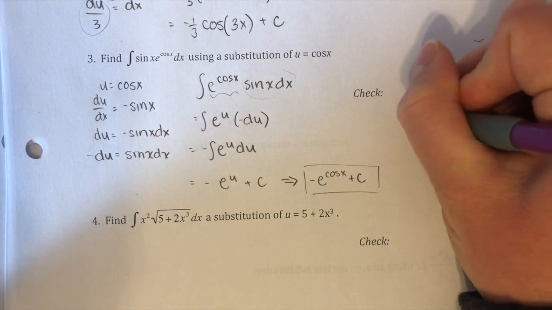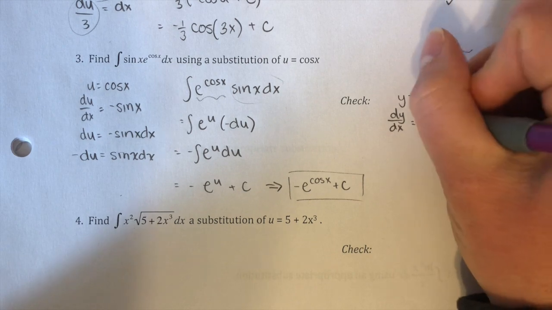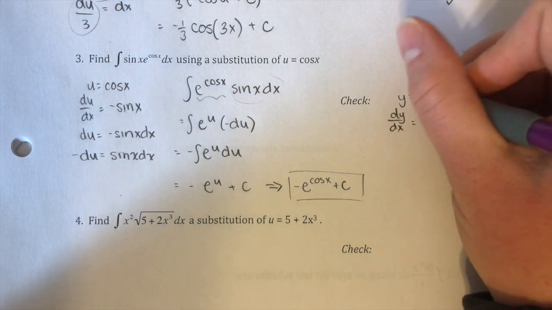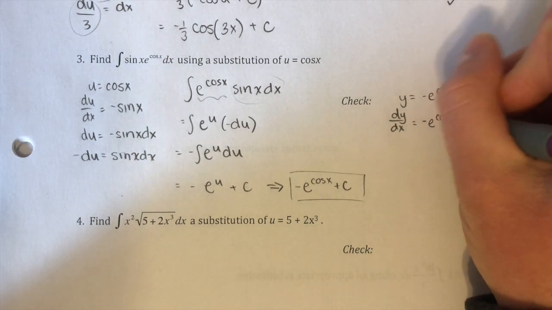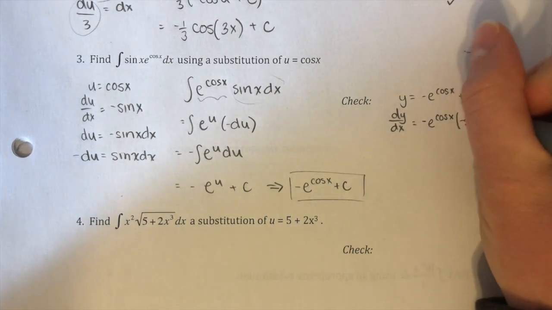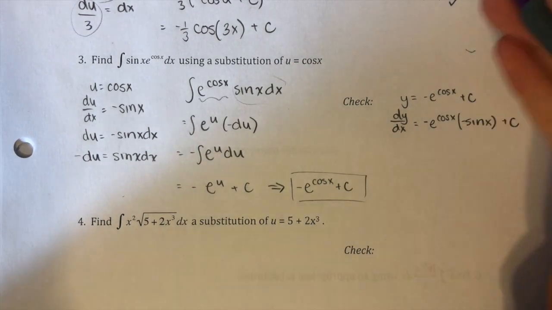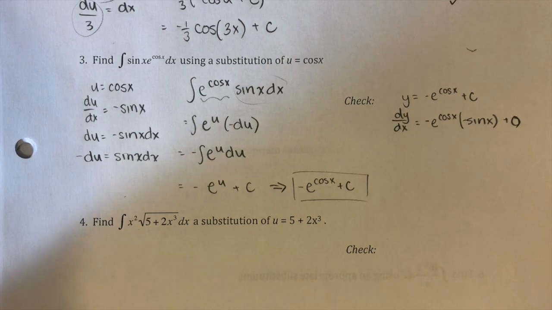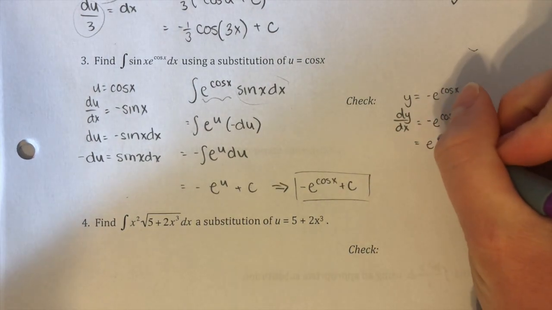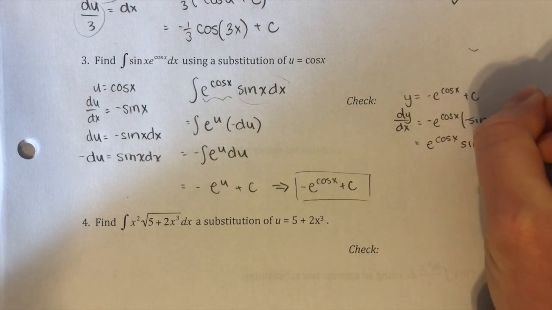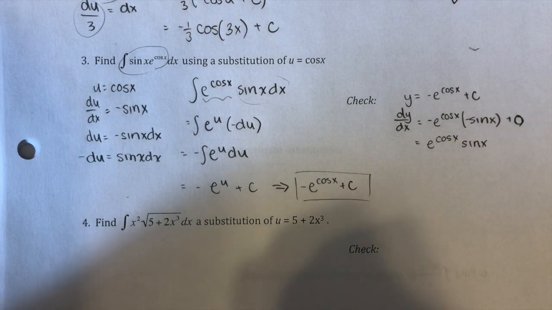If we do the derivative of that, then the derivative of this thing is itself, because it's an e to the something, and then times the derivative of the cos x, which is the negative sine x, and then the derivative of that c, that constant, is going to be a 0. So negative times negative gives us a positive, so this is e to the cos x sine x, which is what we had to begin with, just in a different order.